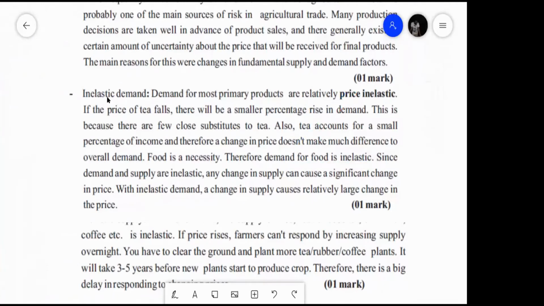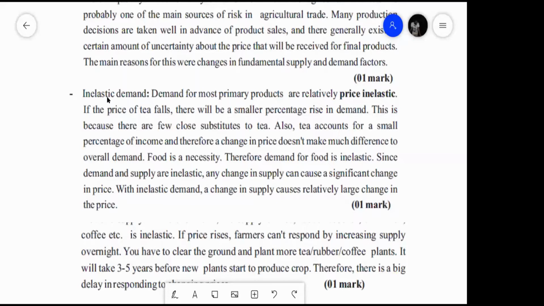Okay, so this is what they say. Demand for most primary products is relatively price inelastic. If the price of tea falls, there will be a smaller percentage rise in demand. This is because there are few close substitutes. Also, tea accounts for a small percentage of income and therefore a change in price doesn't make much difference to overall demand. Food is also a necessity. Therefore, food is inelastic. Since demand is inelastic, a change in supply can cause a significant change in price. That is what I just drew and explained.